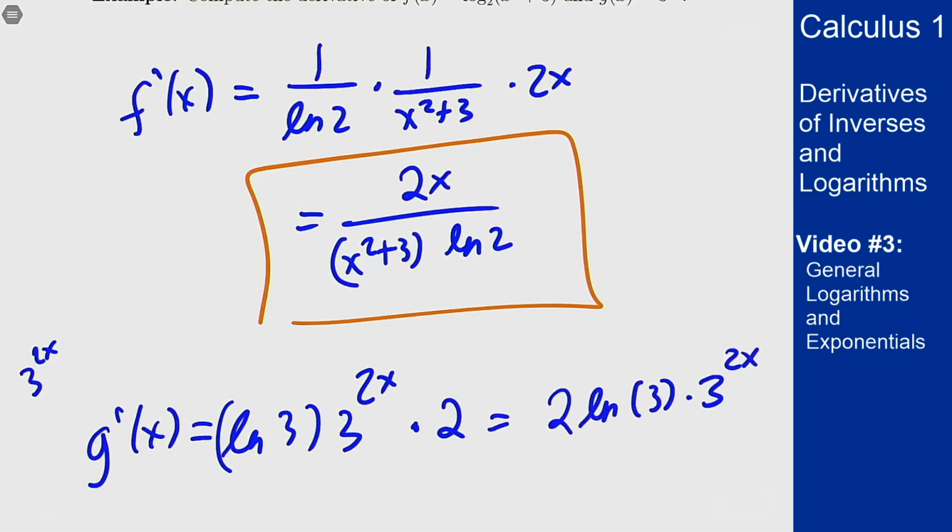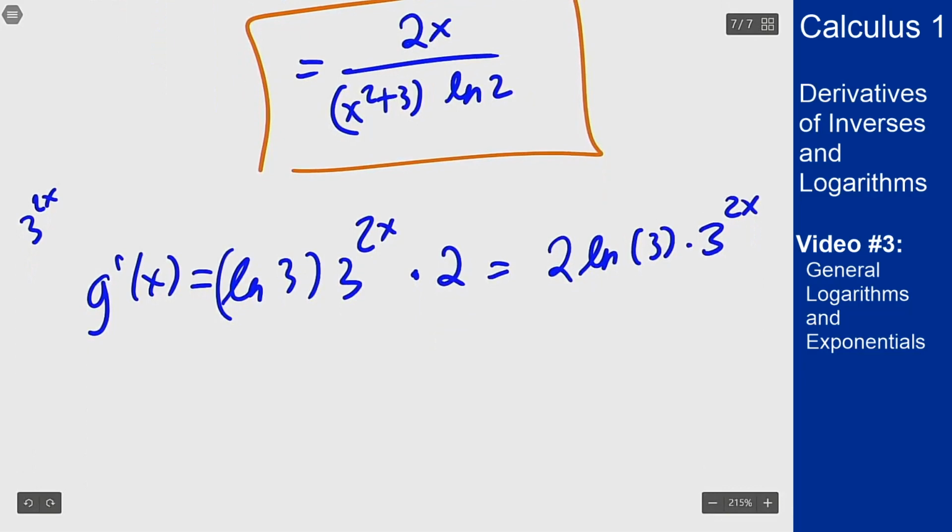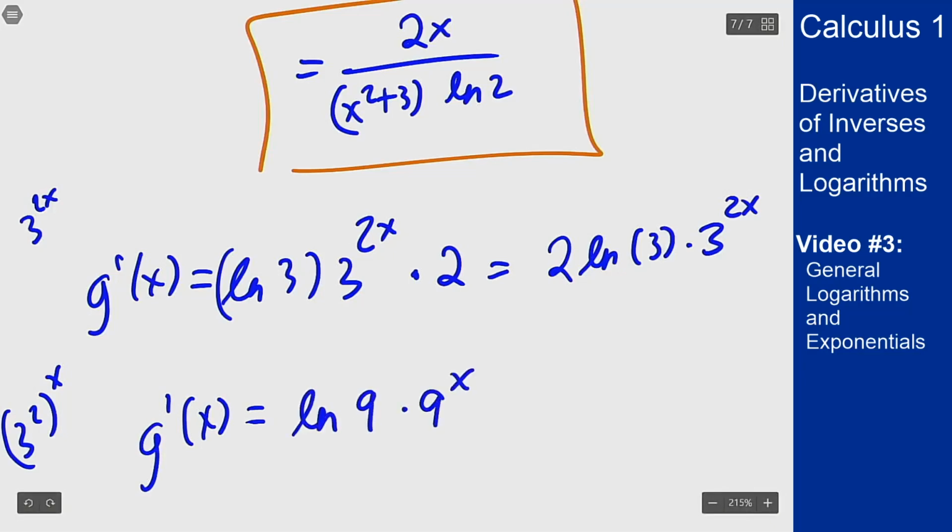Another way is we could rewrite this function. 3 to the 2x is 3 to the 2 to the x, which is 9 to the x. We can also find g prime as the derivative of 9 to the x, which is just going to be log of 9 times 9 to the x. And using power rules and log rules, these two things are equivalent, because 2 log 3 becomes log of 3 squared, which is log of 9. So either of these would work for an answer to this problem.